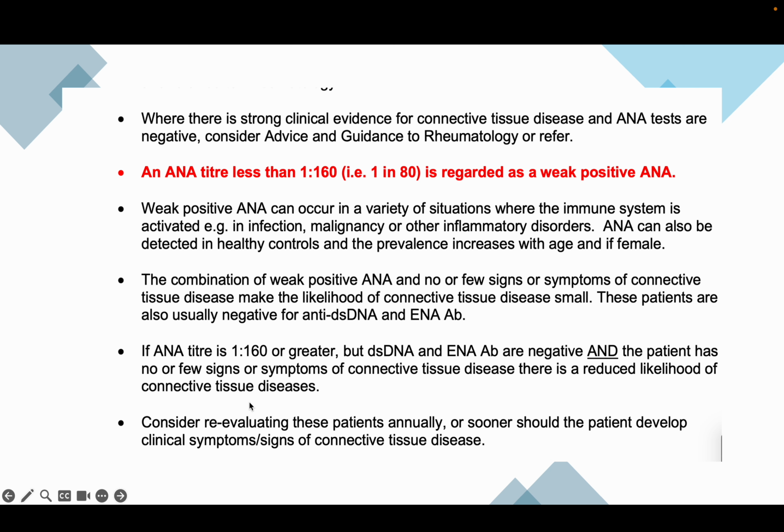Let's say a patient has an ANA titer of 1:160, which is positive, but dsDNA and extractable nuclear antibodies are negative. So the patient is unlikely to have CTD. Just because ANA is positive doesn't mean the patient has CTD. If both extractable nuclear antigens and dsDNA are negative and the patient doesn't have any features, it is unlikely to be CTD. So you can consider reevaluating after 1 year based on the symptomatology.